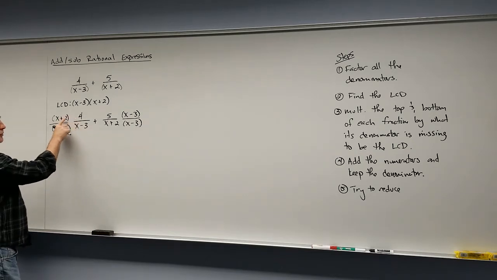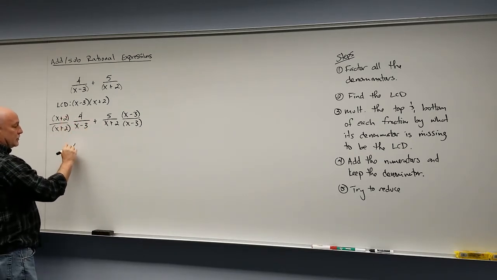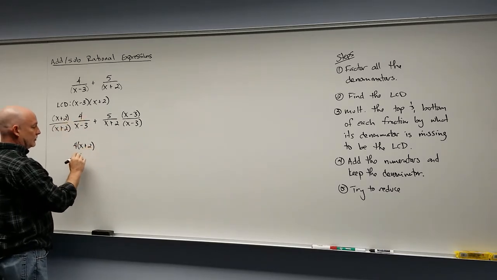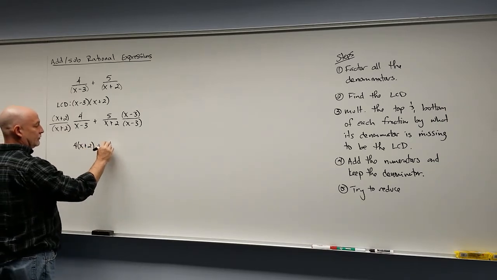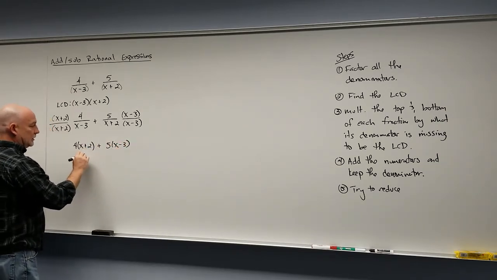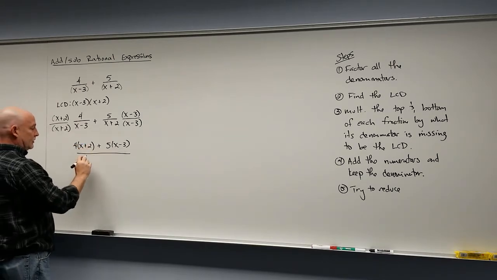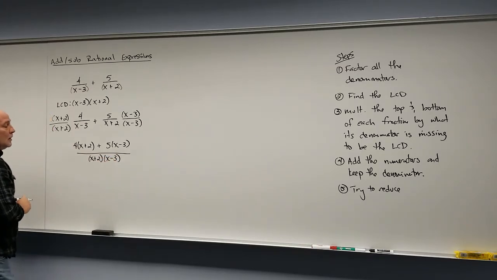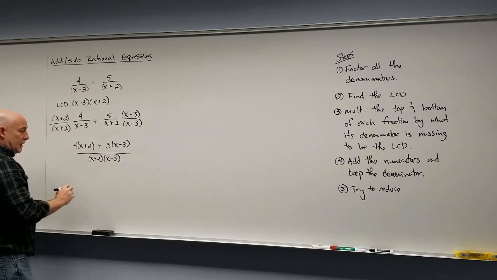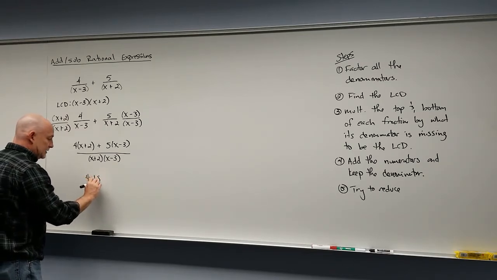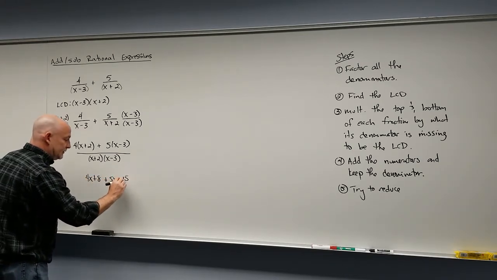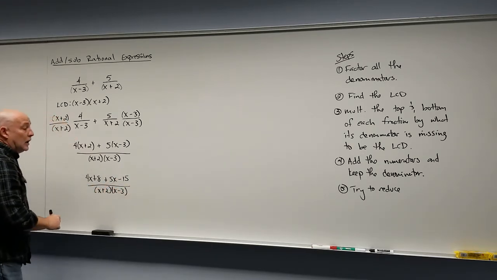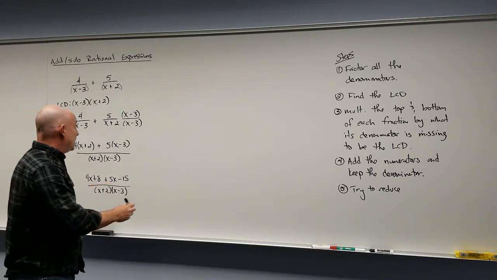Now, since we have to distribute here, don't distribute yet. Wait one more step. That's going to keep some sign mistakes from happening. So here I got to do 4 times x plus 2 plus 5 times x minus 3. And notice we have the same denominator now. So here we have x plus 2, x minus 3. Okay, go ahead and distribute on the top and combine like terms. So we have 4x plus 8 plus 5x minus 15 all over x plus 2, x minus 3. Combine our like terms, so that's going to give me a 9x.